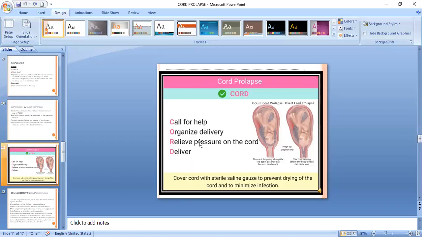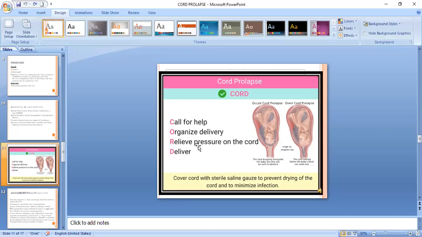call for help, we should arrange for the delivery, and the most important thing is that we know in cord presentation or cord prolapse, whenever the uterus contracts, when the baby is descending, the cord is being compressed. So in order to relieve that compression, we should implement some measures. Okay, then deliver, and then we have to deliver the baby. Okay, so one more thing, in the case of cord prolapse, we will be opting for a vaginal delivery, or in most of the cases we will be opting for the cesarean section.